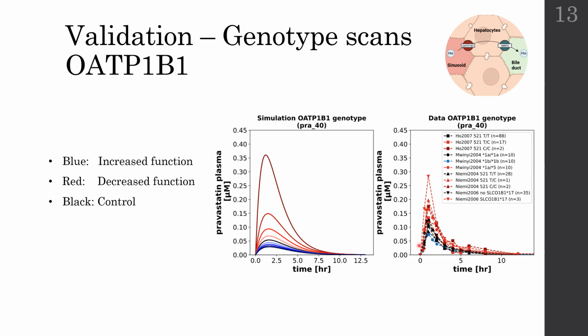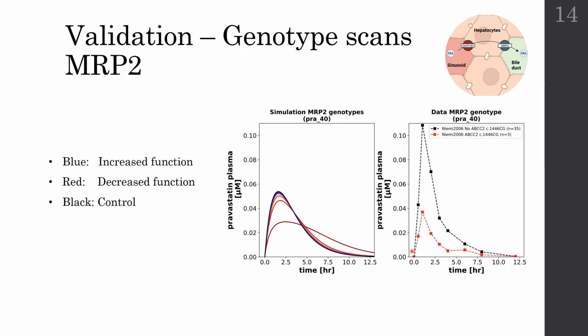And comparing the model simulations with the data, we can see that the effects of the SNPs on the genotypes reported by the various studies could accurately be represented by the model. So we see here that the black line corresponds to the, well, almost invisible black line here, and SNPs with a decreased function correlate with the red simulation line, as well as the blue line, which correlates with the blue lines.